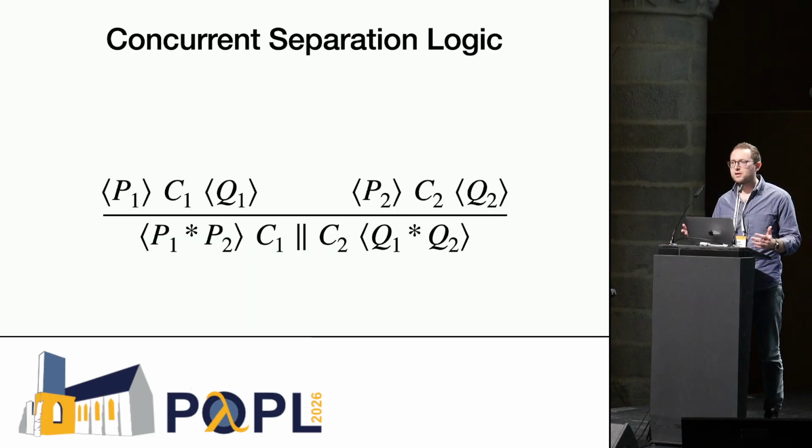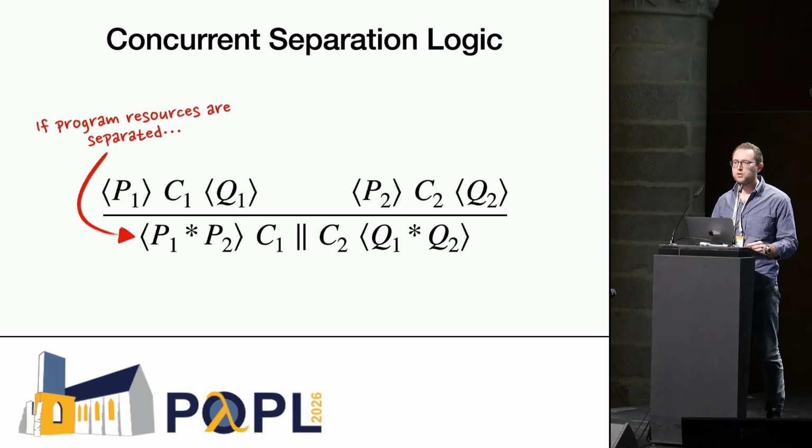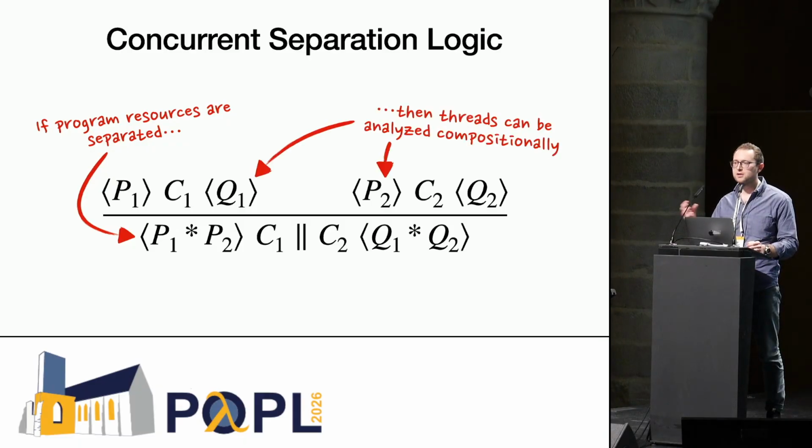Okay, so let's start with concurrent separation logic. The core thing that concurrent separation logic gives you is this parallel composition rule, which says that if you can separate the program resources so that each thread is operating on its own portion of memory, then you can analyze the two threads compositionally and you don't have to worry about all the different ways that they can be interleaved.